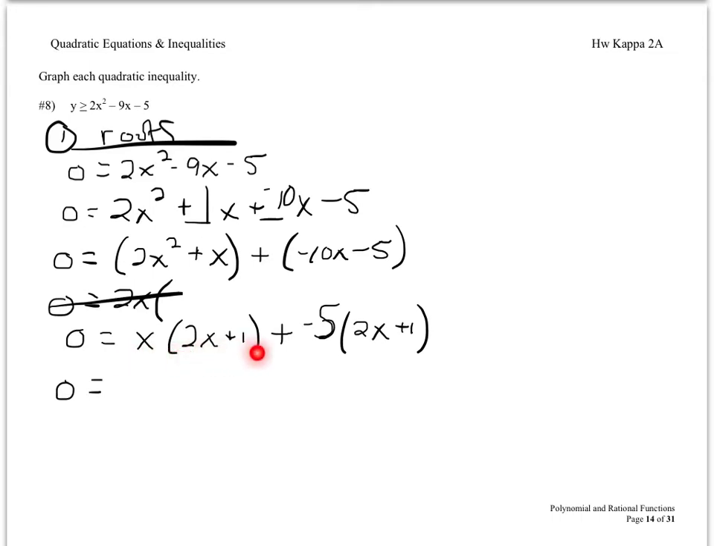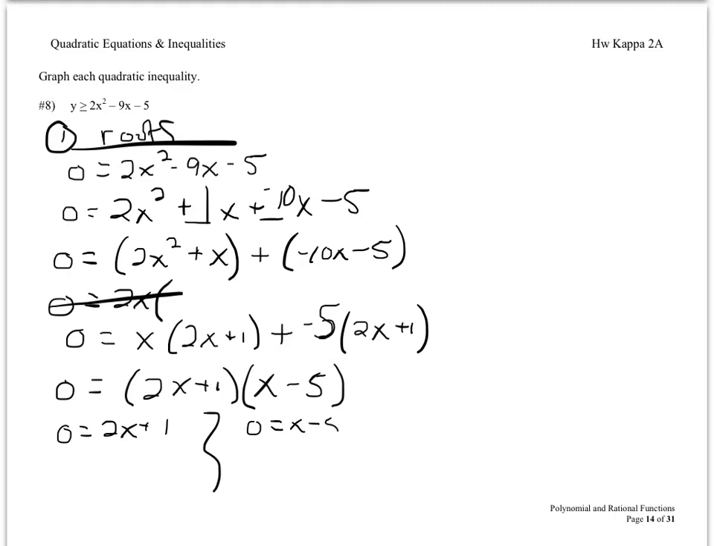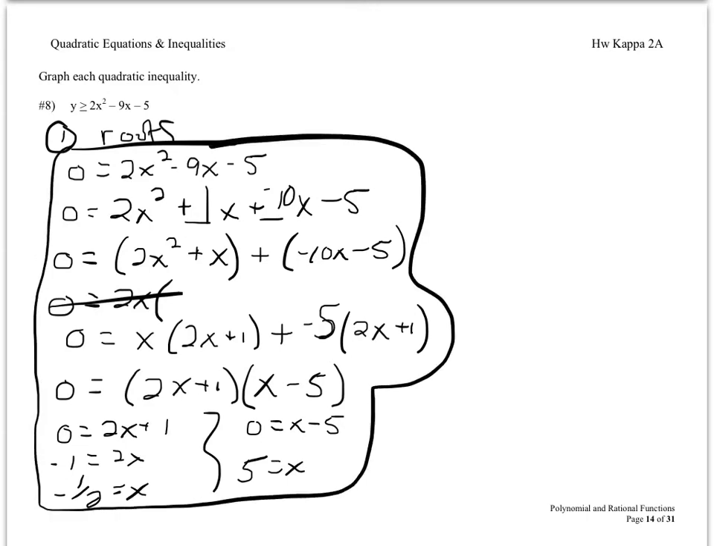Now both of these terms have a common factor of 2x plus 1. So the GCF of those two terms is 2x plus 1, leaving us with an x minus 5, or an x plus -5. Notice now we are multiplying these two binomials. Set each of those little factors equal to 0. If you solve those, you get an x-intercept of -1/2 and an x-intercept of 5. Our roots, our x-intercepts, our zeros of this function are -1/2 and 5.